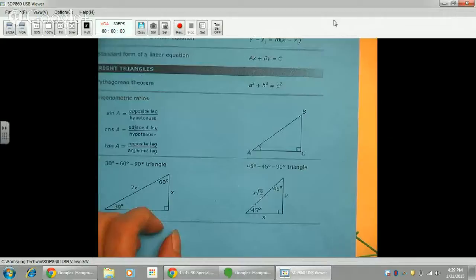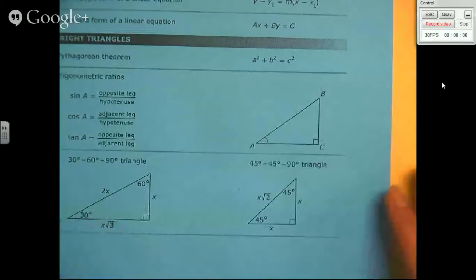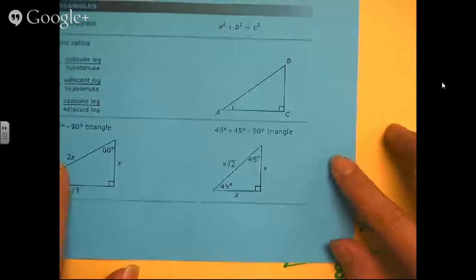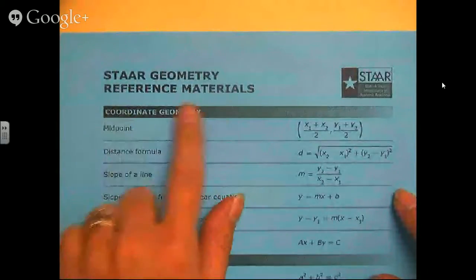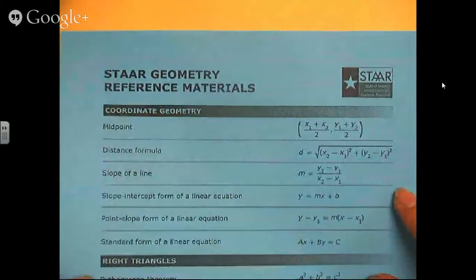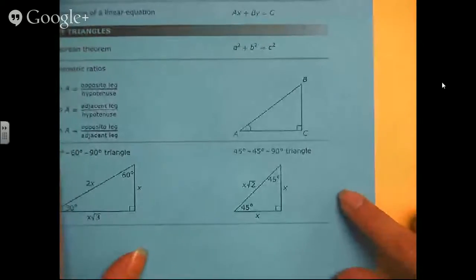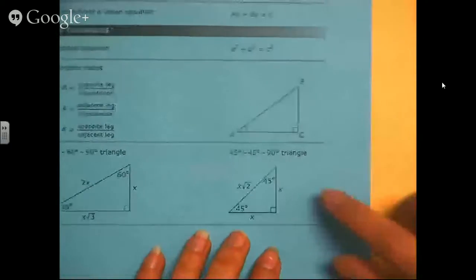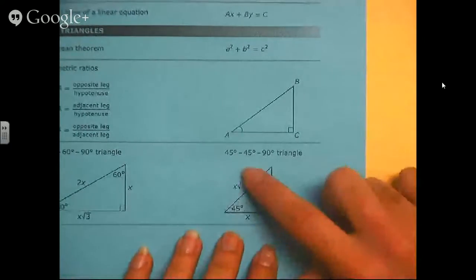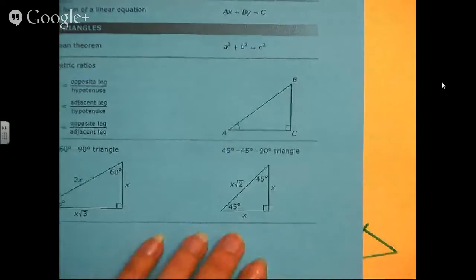I'm going to fix my screen here in just a second so that hopefully you can see the full screen. Okay. So what I have showing on the screen right here is actually part of the STAAR geometry chart. The reason that I have this is I wanted to show you that there's something very helpful that they put on this geometry chart that will help us with our relationships of the sides of 45-45-90 triangles. And this is basically what I use to help teach it.